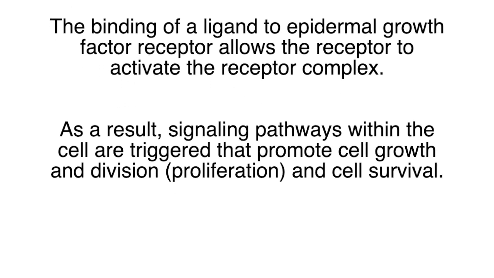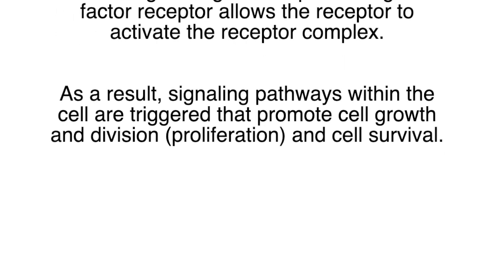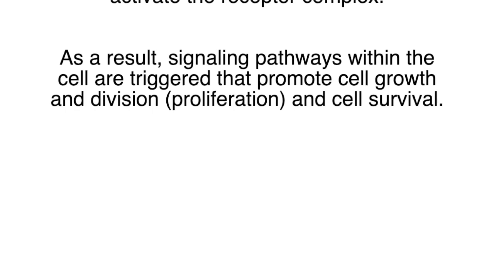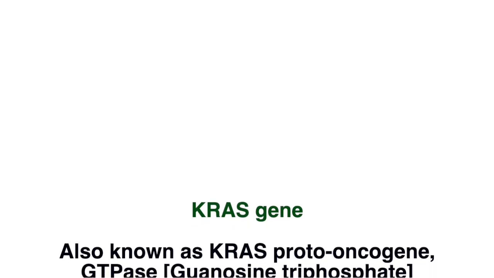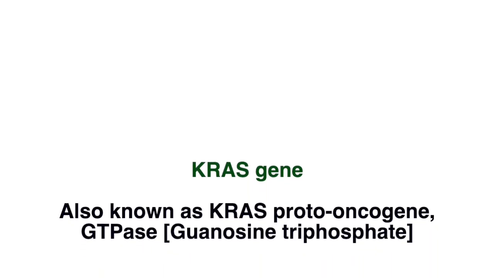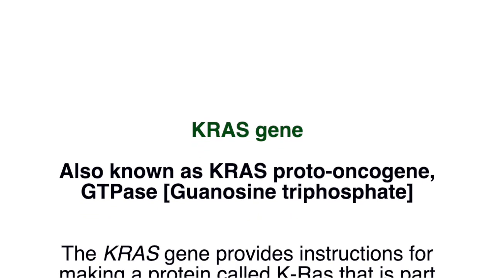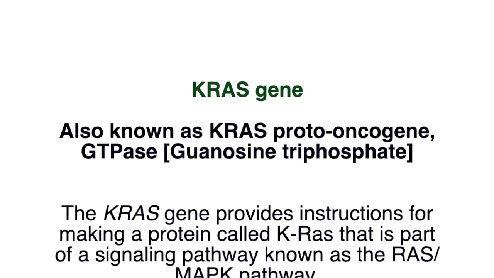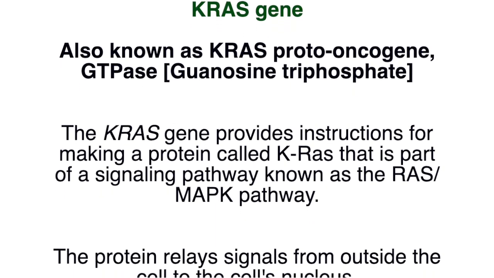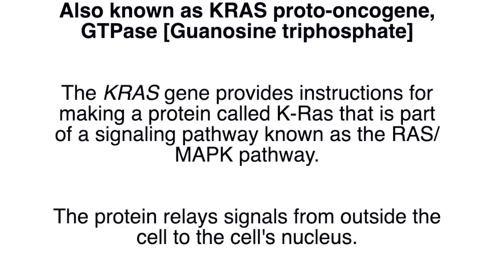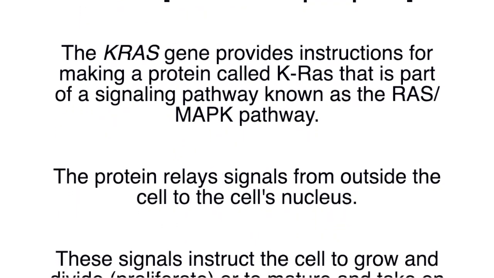The binding of a ligand to epidermal growth factor receptor allows the receptor to activate the receptor complex. As a result, signaling pathways within the cell are triggered that promote cell growth and division, that is proliferation, and cell survival. KRAS gene, also known as KRAS proto-oncogene, GTPase, that is guanosine triphosphatase. The KRAS gene provides instructions for making a protein called KRAS, that is part of a signaling pathway known as the RAS-MAPK pathway. The protein relays signals from outside the cell to the cell's nucleus.